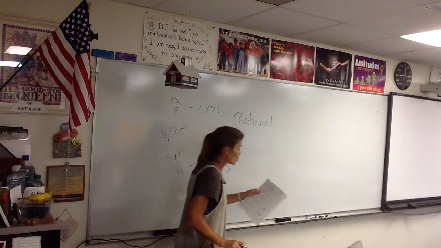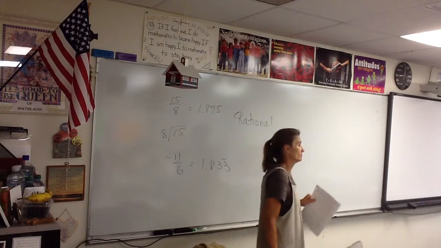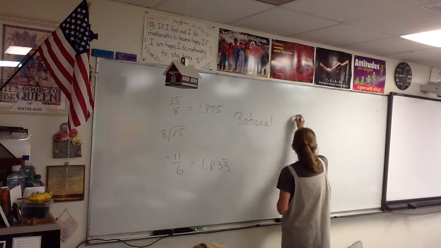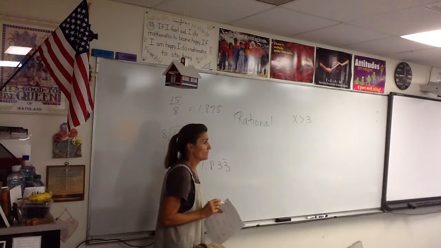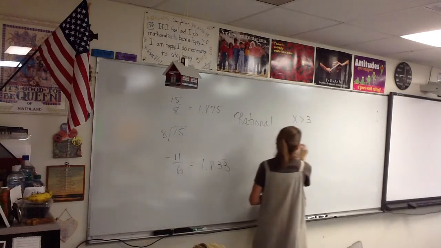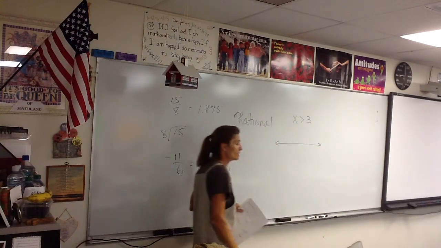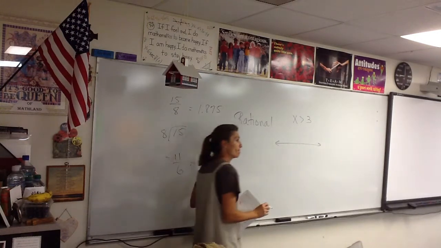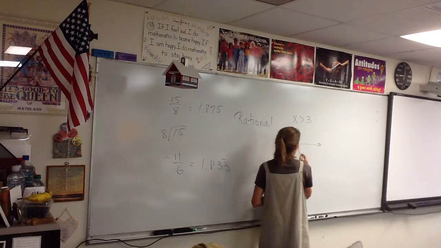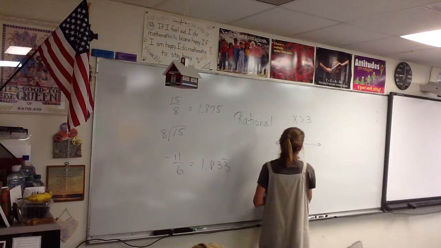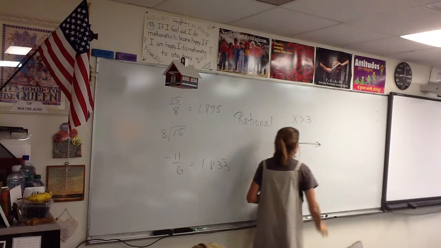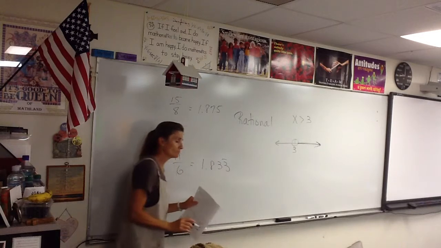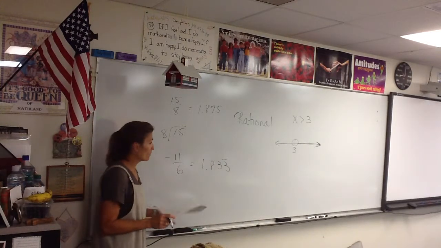Now, next section, describe and graph. Who can read this to me? What does that mean? X is greater than 3. Perfect. We graph these, we put them on the number line. Anybody know how to graph that on the number line? Maya? You have to have an open circle, and the arrow's pointing towards the positive numbers. Yeah, that's exactly the way we would graph that.